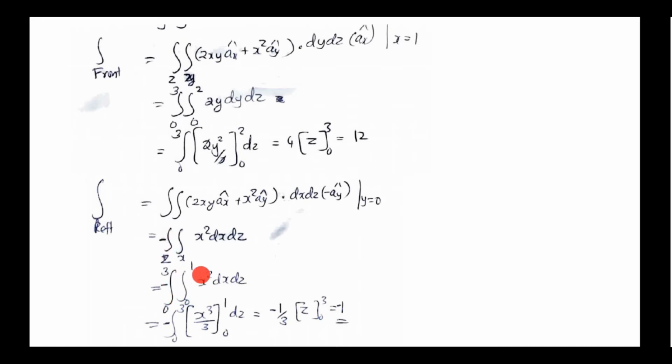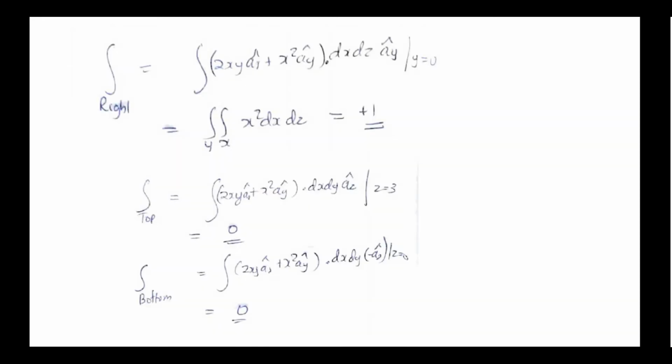And if you integrate x square dx dz, x square would be x cube by 3 with the limits 0 to 1, and if you substitute, it will be 1 by 3, take it outside. So 0 to 3 dz will be integral dz, which is z with the limit 0 to 3. So minus 1 into 3 will give minus 1.